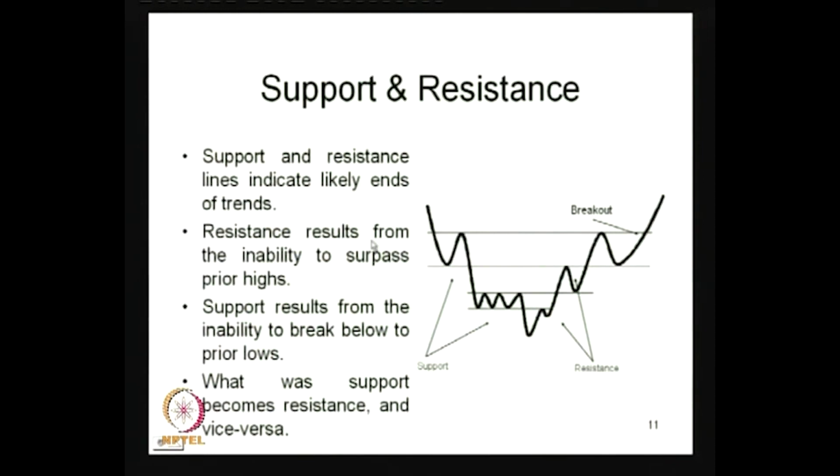That is why resistance results from the inability to surpass prior heights, support results from the inability to break below prior lows, and what was the support becomes resistance and vice versa. This kind of probability always happens in the market depending upon the trend analysis of that particular stock.